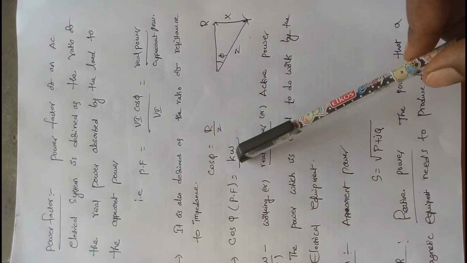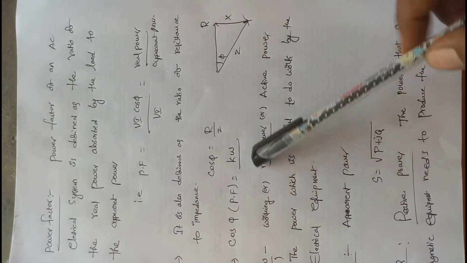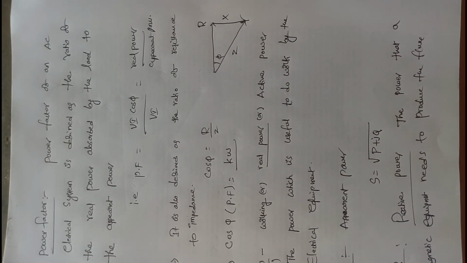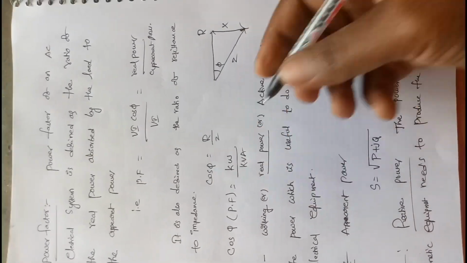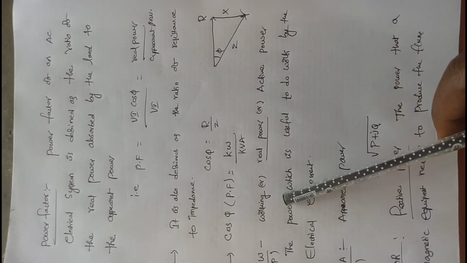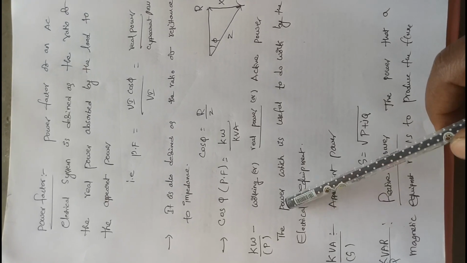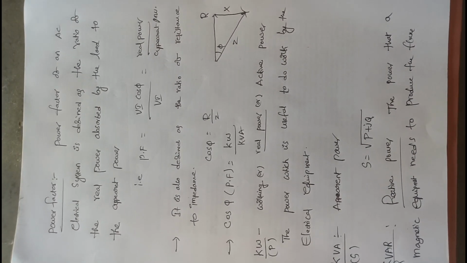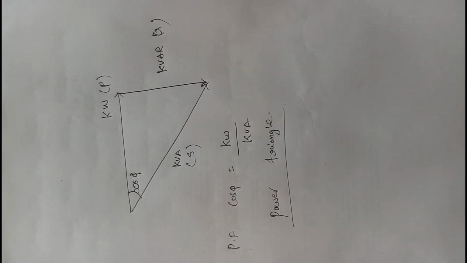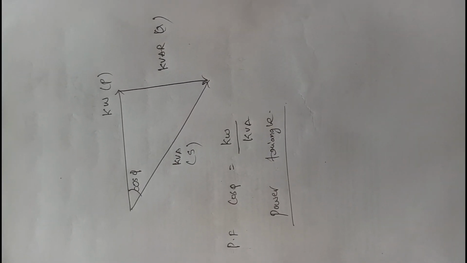Cos phi equals kW divided by kVA, which gives the power factor. Next, what are the powers? Real power, reactive power, apparent power, all these are shown. This is the power triangle.